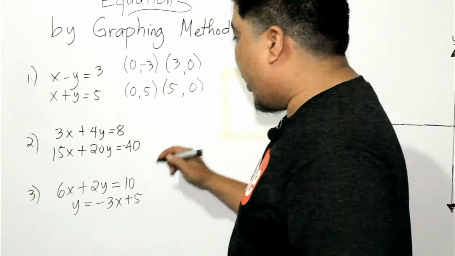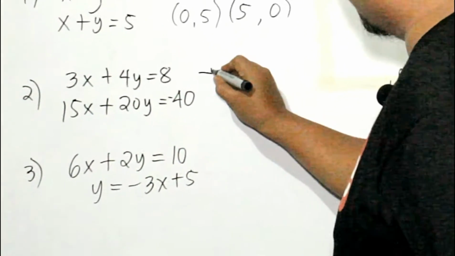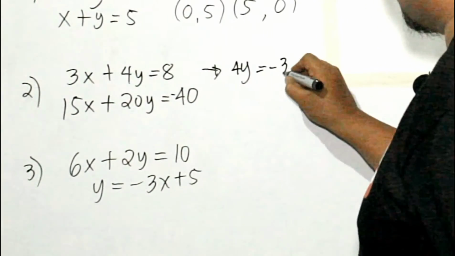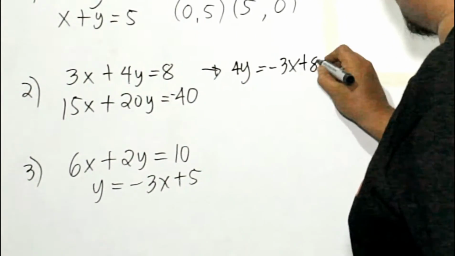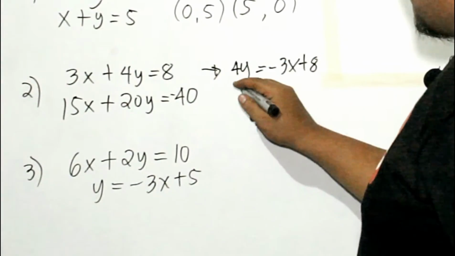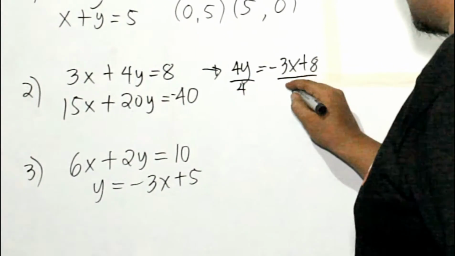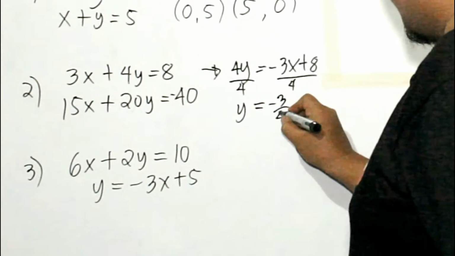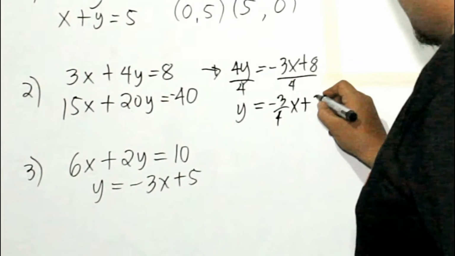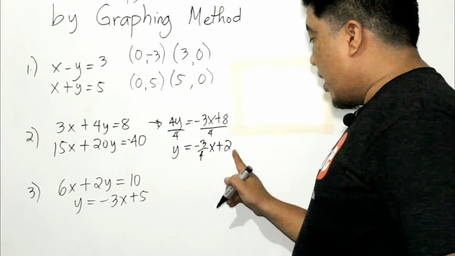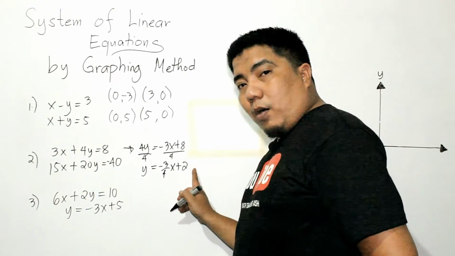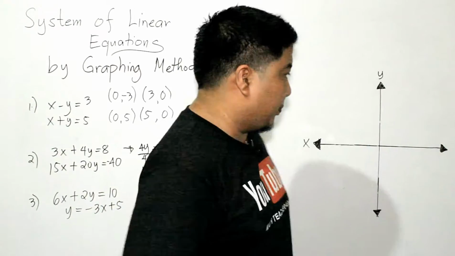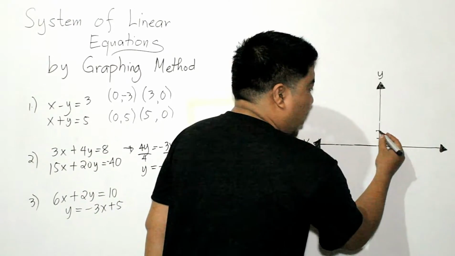3x plus 4y is equal to 8. So, what you can do there is that will become 4y is equal to negative 3x plus 8. I just transposed the 3x. Divide both sides by 4. So, therefore, y is equal to negative 3/4 x plus 2. So, as you know, our y-intercept is located at 2 and our slope is negative 3/4. So, that is positive 2. That is here.